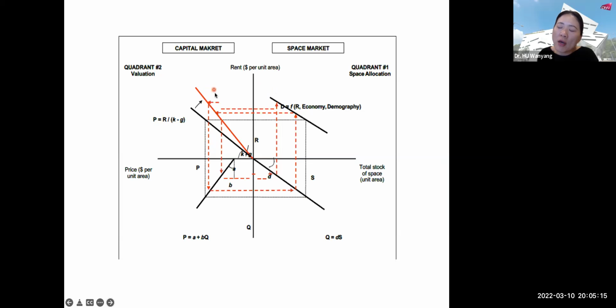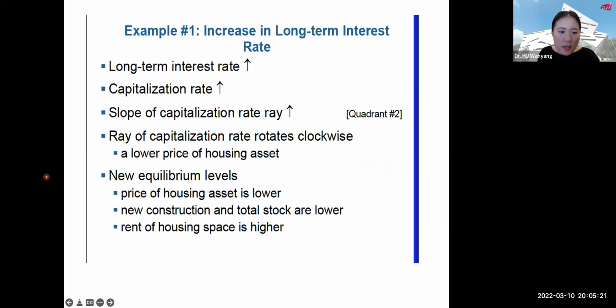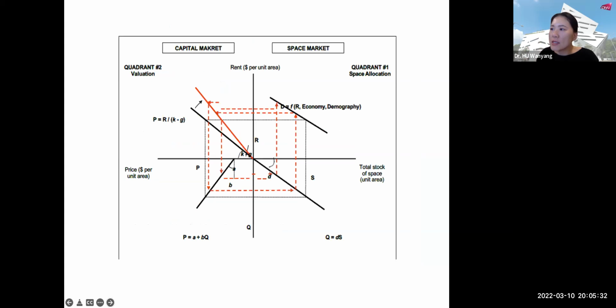So we will have a clockwise rotation. It means that, let's assume at the very initial position, the rental, let's look at.